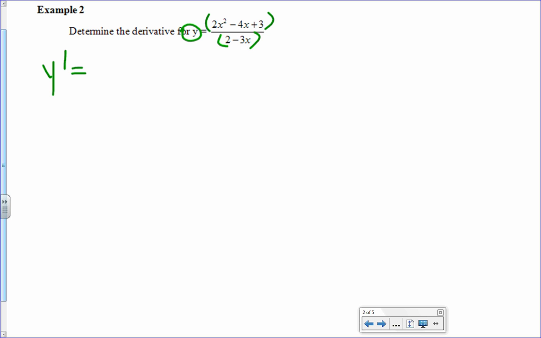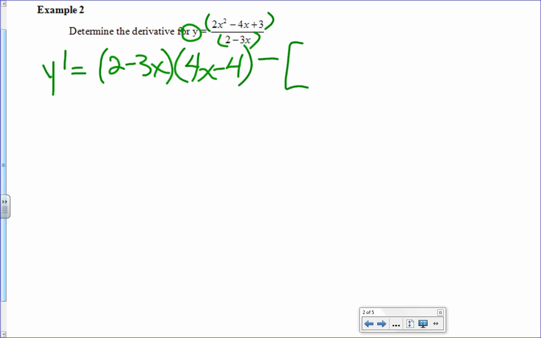2 minus 3x, because you write down the bottom. Times? Why 4x minus 4? Derivative of the top. All right, now what? Minus? Again, bracket just for safety. Yeah, I'm sure. Parentheses. Okay, so what are you writing down now?